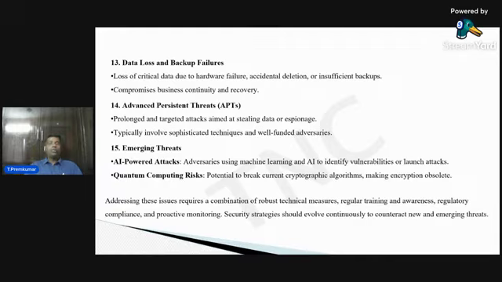Okay, so the above things, the different areas that we have discussed, are addressed as issues that require a combination of robust technical measures and also regular training and awareness, regulatory compliance, and proactive monitoring. The security strategies should evolve continuously to counteract new and emerging threats.